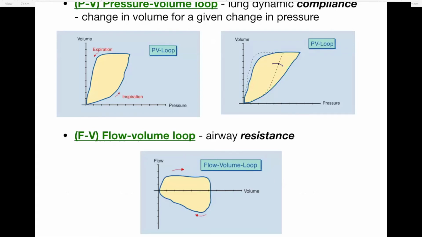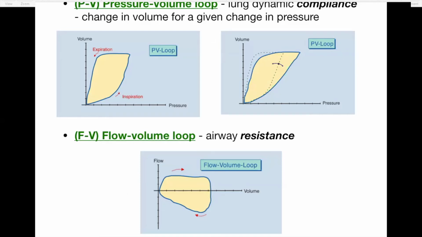Sometimes you can see on the screen of the machines that there are different loops. Maybe the most important loop is the pressure volume loop, the PV loop, which is going to show you the dynamic compliance of the lung. So it's going to show you the change in volume for a given change in pressure. You can see an example of a PV loop. You can see the inspiration and the expiration.